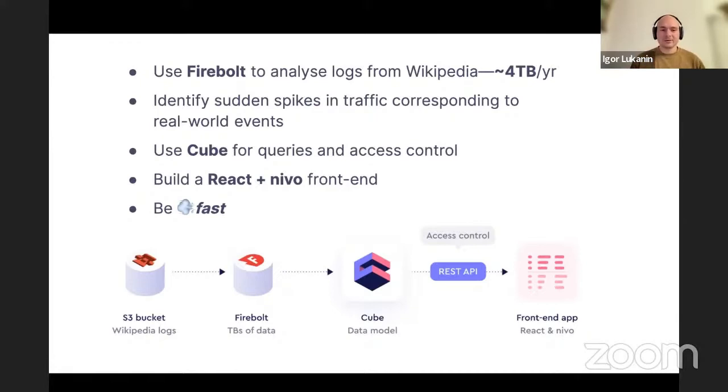So you can see the architecture in the very bottom of the screen, right? We ingested the data from an S3 bucket into Firebolt. This is what Firebolt natively supports, and then we connected a Cube instance to Firebolt. Inside the Cube instance, there's a data model defined and access control rules defined as well. And then through Cube's REST API, we are accessing the metrics defined in the data model from the front-end app built with React and the Nivo charting library.